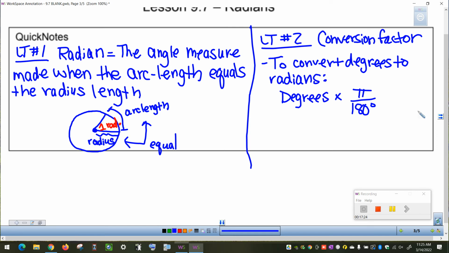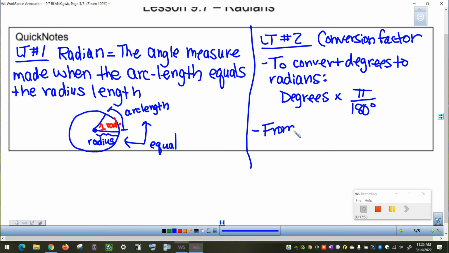So what that is here is this is really a form of 1, because remember the halfway point of our circle was pi radians, or 180 degrees. So technically it's the same thing on the top and bottom, so it's not going to change the value of what we started with, it's just going to change the form.